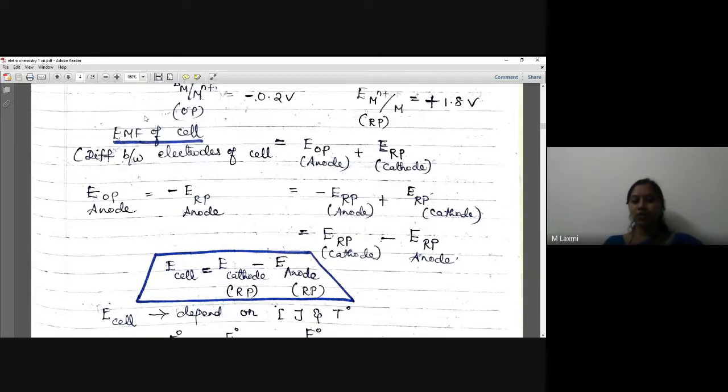Here there is no confusion, since anode is given here, it does not indicate oxidation potential. Whenever I'm referring to EMF of cell, I'm referring to reduction potential of cathode minus reduction potential of anode.